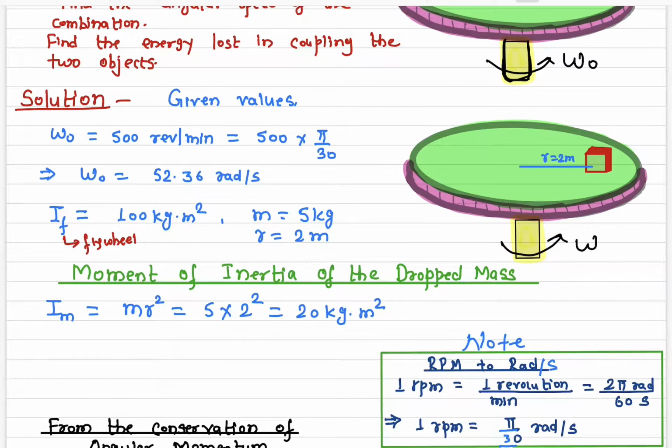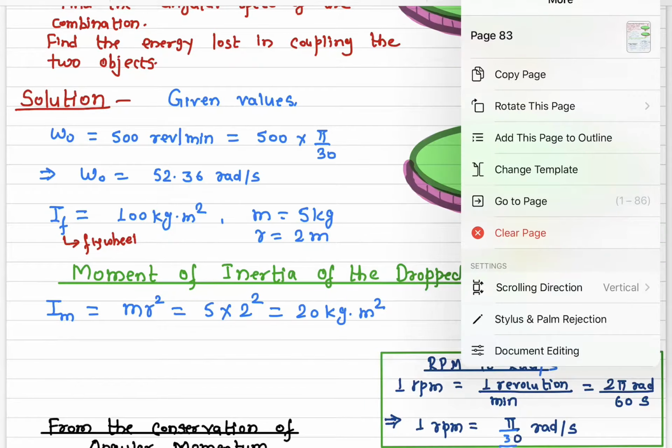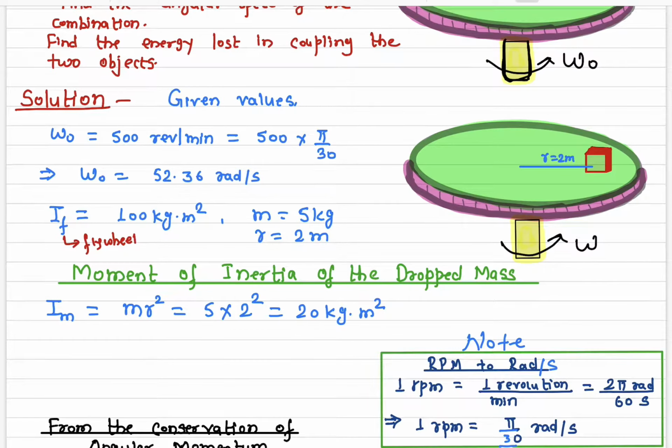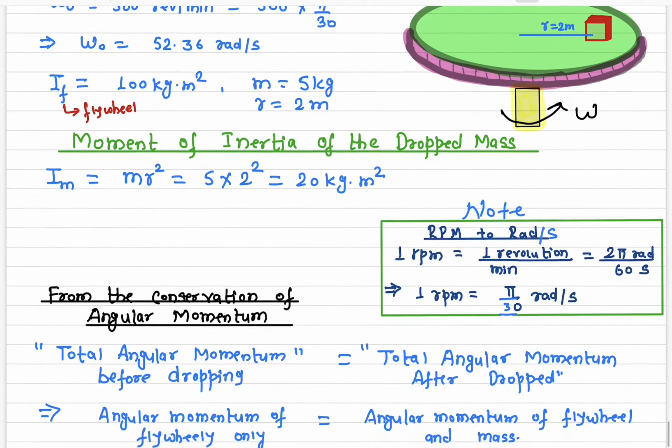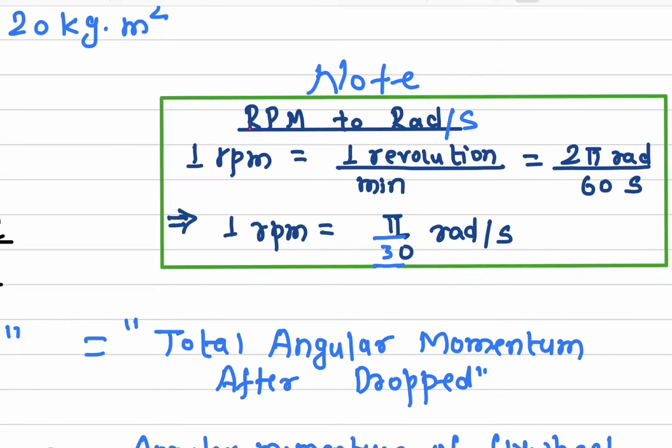The omega naught, which is the initial angular speed of the flywheel, is 500 revolutions per minute. Whenever we're going to use the angular speed, make sure that the unit is radian per second. As you can see, the unit here is revolution per minute. That means we have to change the unit to radian per second. How do you do that? Here I have made a short note, revolution per minute to radian per second.